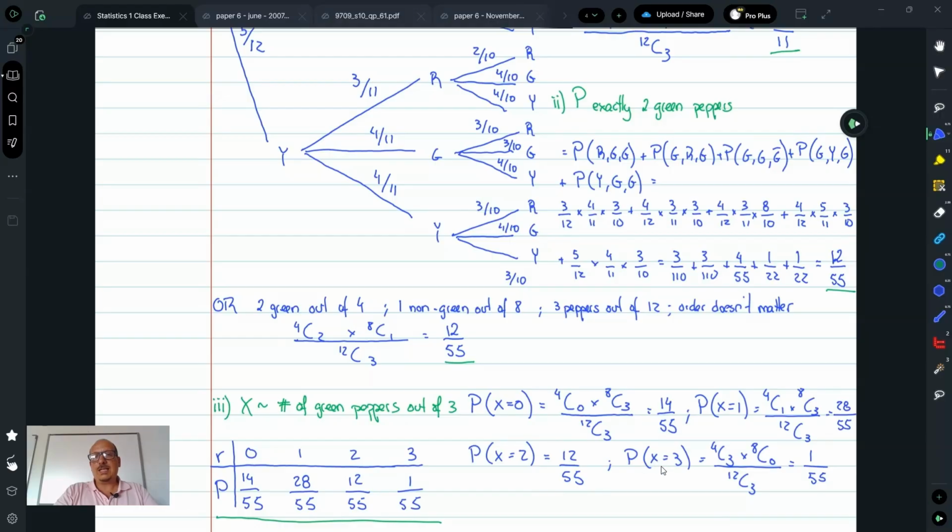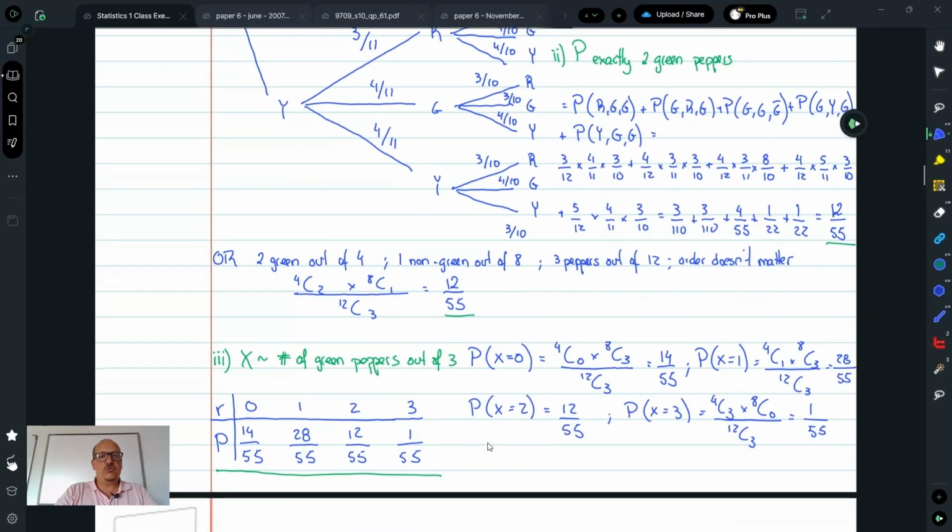And the probability that x equals 3, that's 3 green peppers out of 4, no pepper of any other color out of 8, and 3 peppers out of 12. Plug everything in the calculator, and this is what you get. Now the probability distribution is represented in this table. Here are the values of x from 0 to 3, and here the corresponding probabilities that we just got. And that will be it.